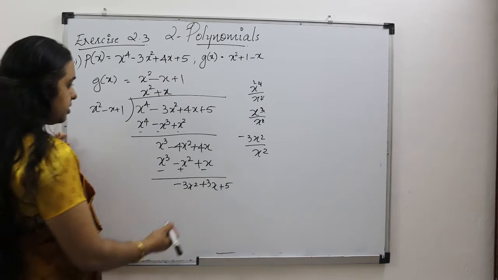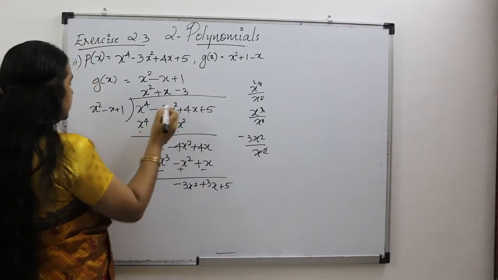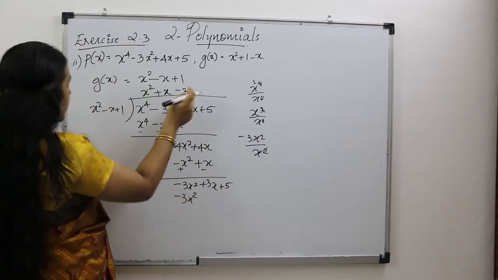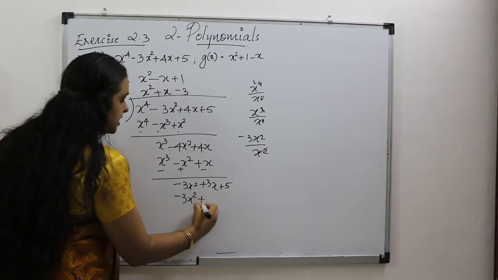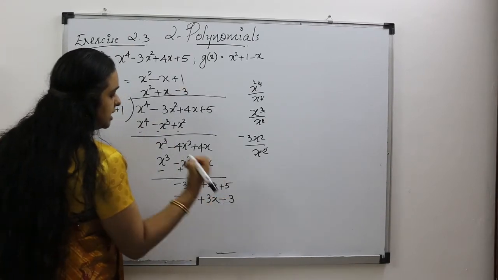Minus 3x square by x square is minus 3. This will become minus 3. Minus 3 into x square is minus 3x square. Minus 3 into minus x is plus 3x. Minus 3 into 1 is minus 3.